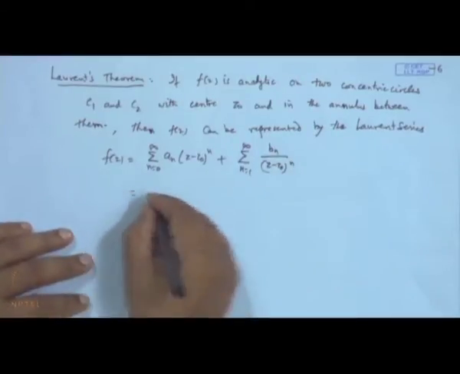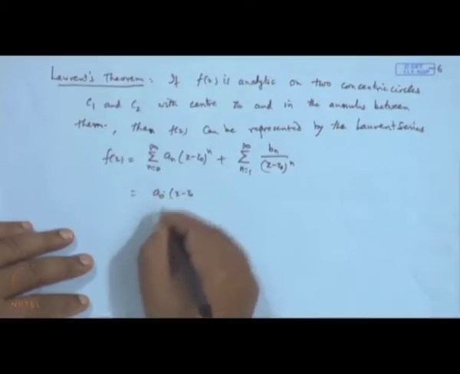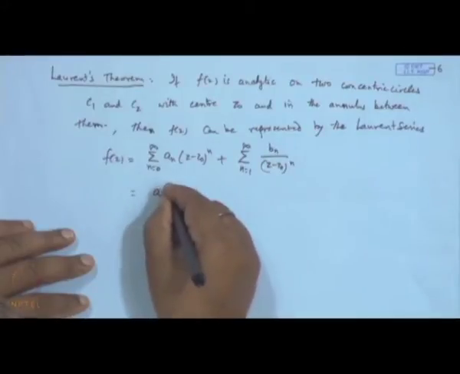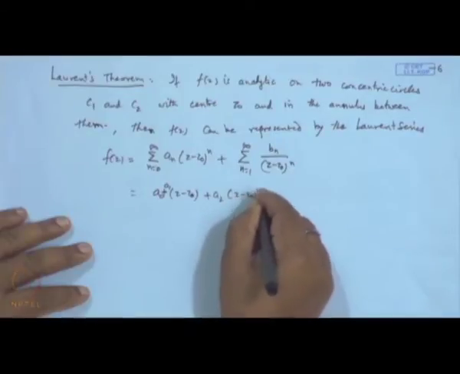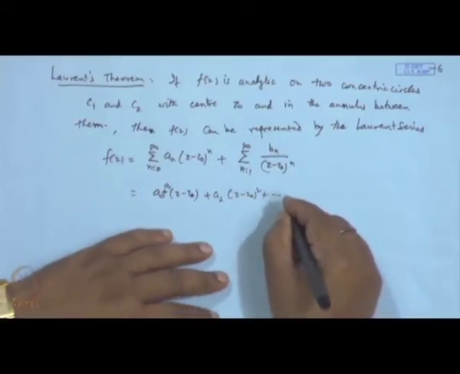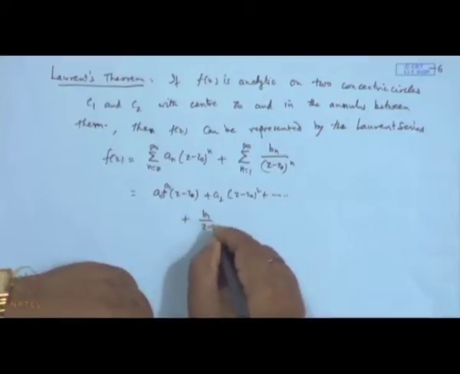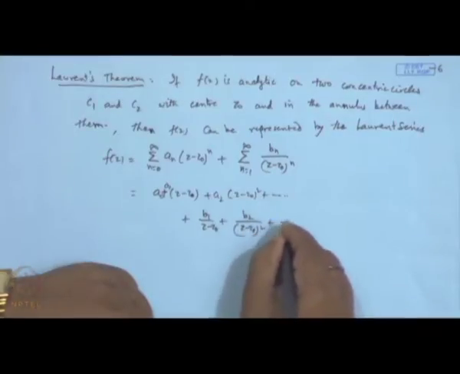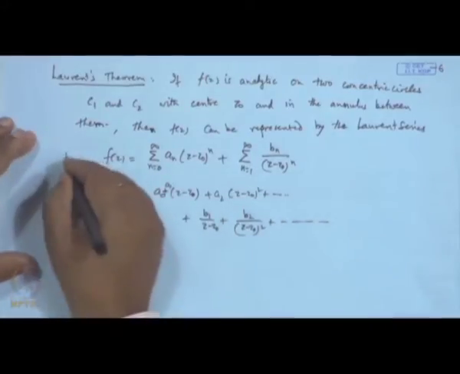Or if we rewrite again, then we get a naught plus a 1 (z minus z naught) plus a 2 (z minus z naught) whole square and so on like this, plus b 1 over (z minus z naught) plus b 2 over (z minus z naught) whole square and so on. Let this be equation 1.